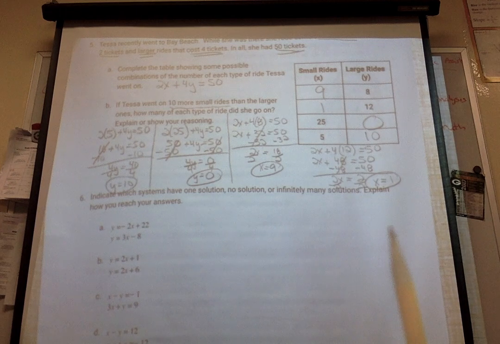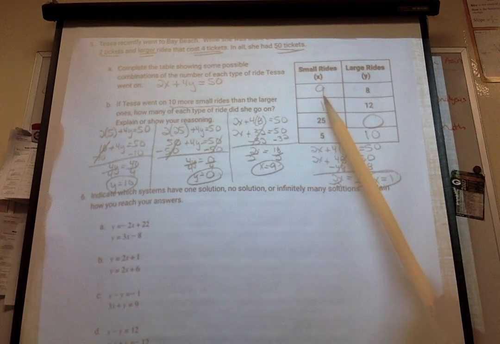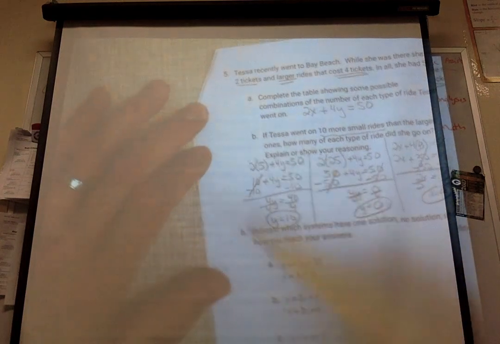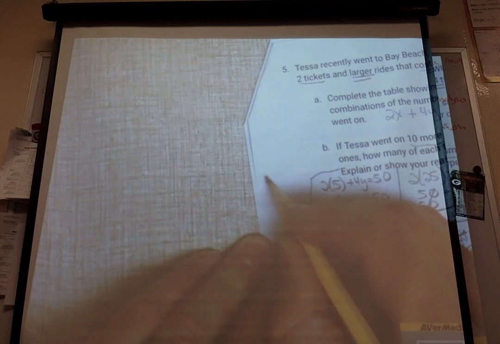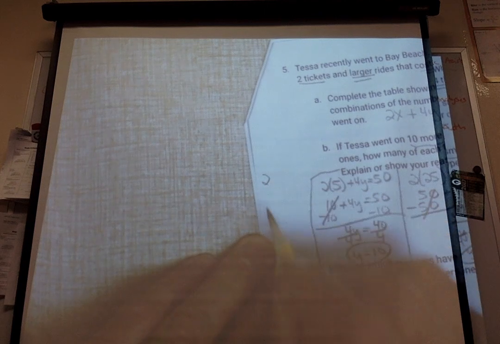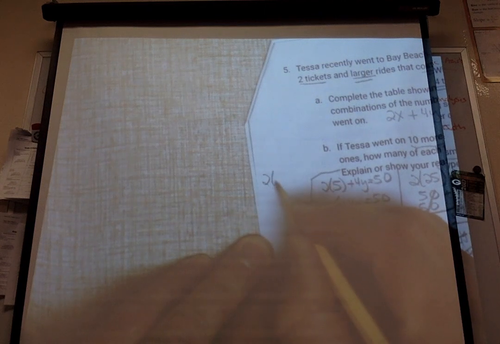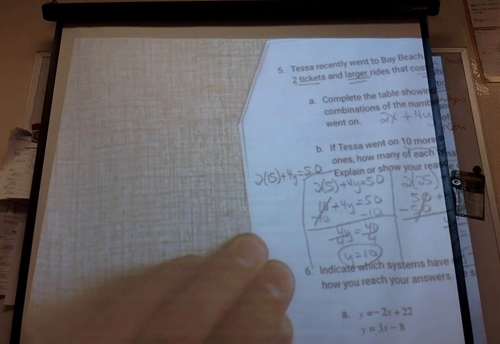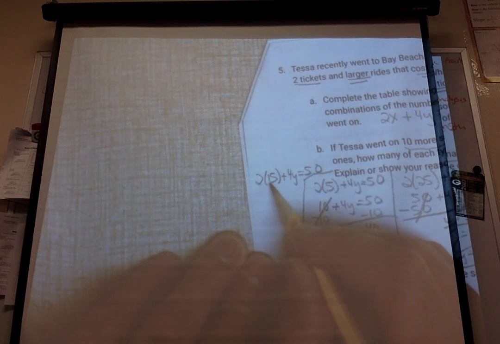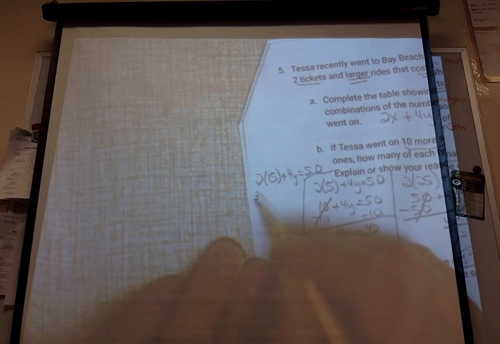So I'm just going to use, let's try 15. So I'm just going to test it over here. If I use our same equation, and they said they have 10 more. So if I pick 15 small rides plus 4y equals 50. Sorry, we're out of room here. 2 times 15 is 30, plus 4y equals 50.